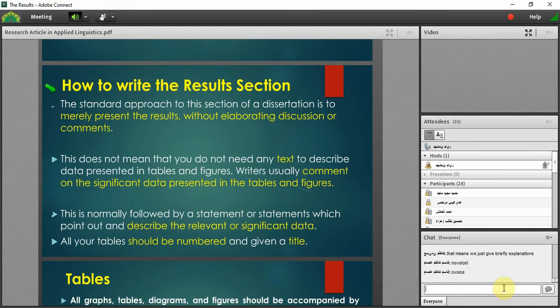We only present the data in tables, and then the table should be followed by a few lines focusing on the significant or main findings. For some readers, it is very difficult to figure out all the data in a table. So we need to highlight the significant findings after presenting the table. So it's very easy.